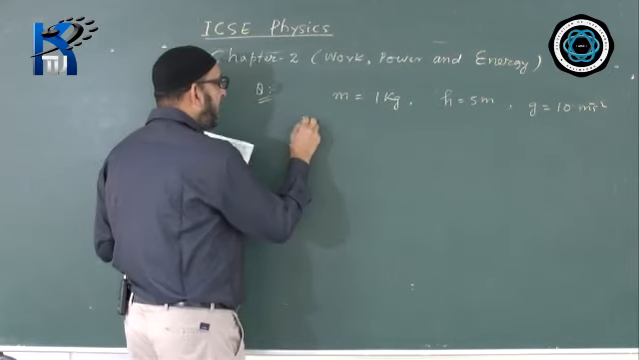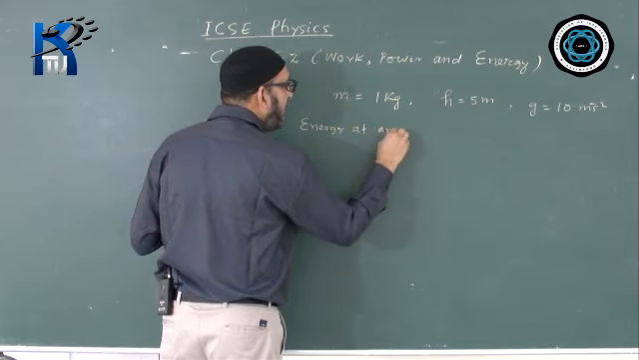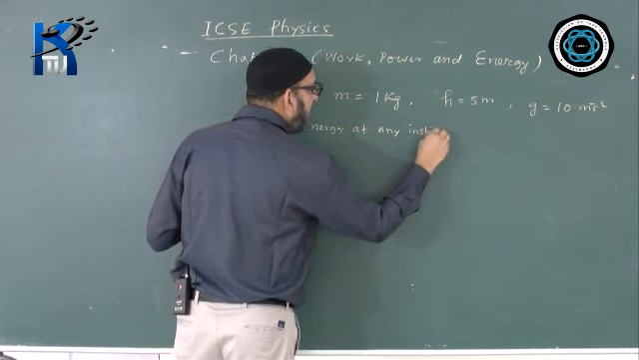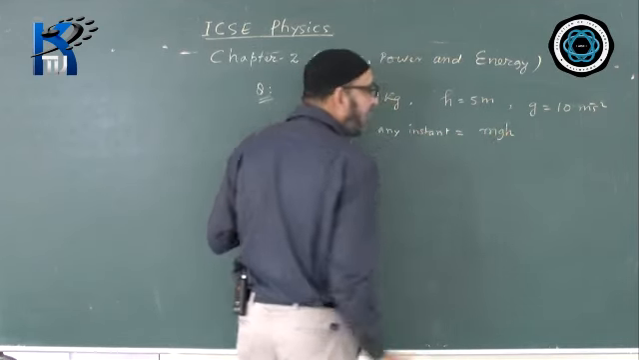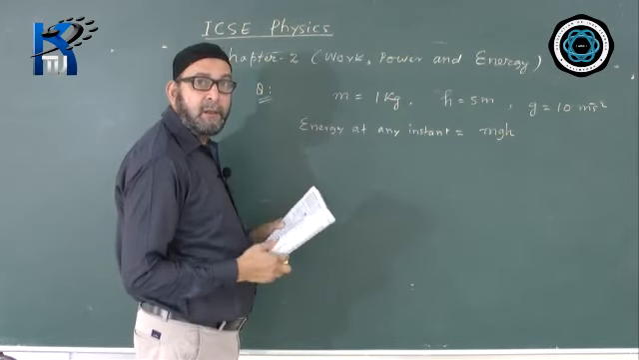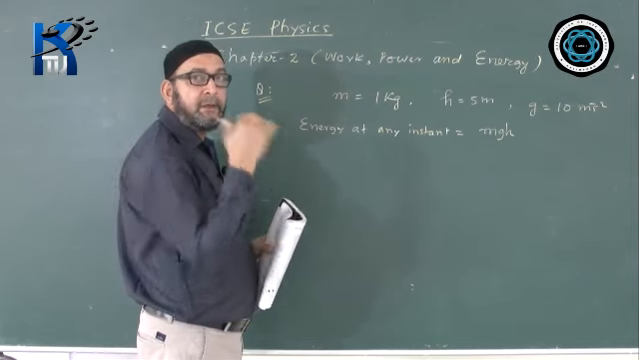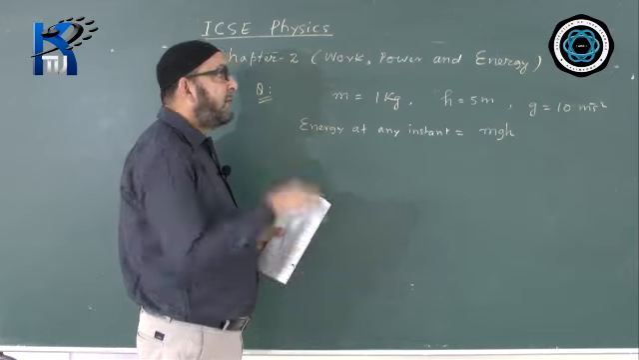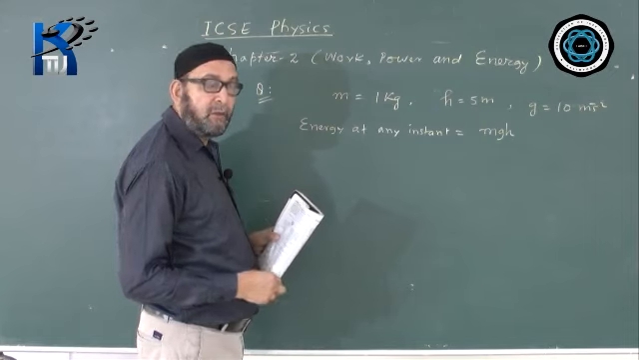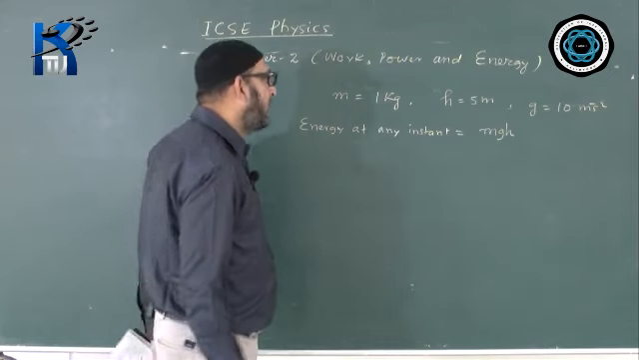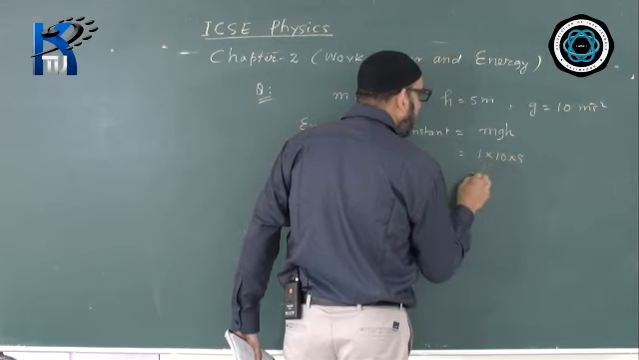So the energy at any instant, that is the total energy at any instant, will be equal to the direct formula mgh, because we know energy remains constant at all the points. Last time we did the theoretical verification of the law of conservation of energy. Total energy at all points remains the same, whether the point is the topmost point, the midway point, or a point just before reaching the ground, the total energy remains constant. So mass is 1, g is 10, height is 5, so the answer is 50 joule.